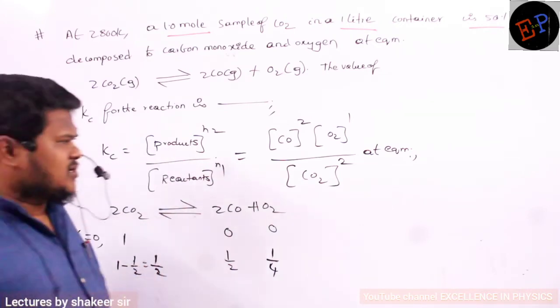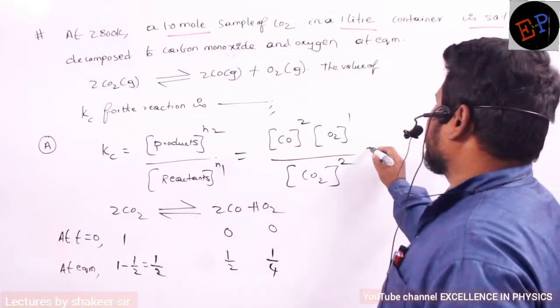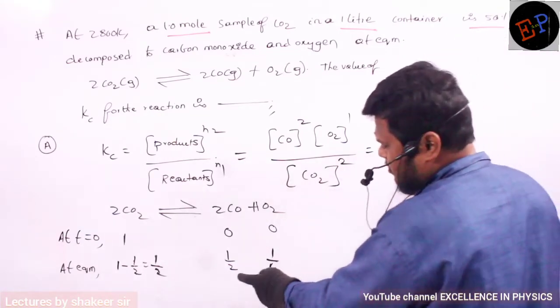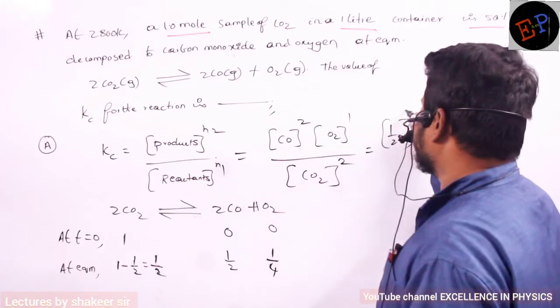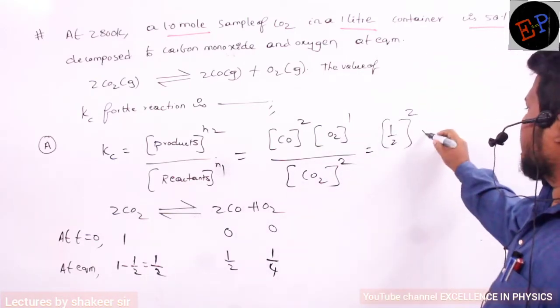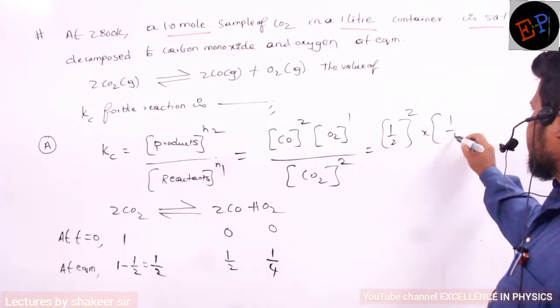Now just substitute in this relation. Final concentrations I got, no? So what is the concentration of carbon monoxide? Half only. So 1 by 2 to the power of what? Its stoichiometric coefficient is 2. Are you able to understand? Multiplied by oxygen. How many moles of oxygen is formed? 1 by 4. What is its stoichiometric coefficient?